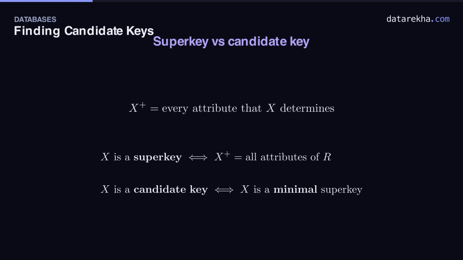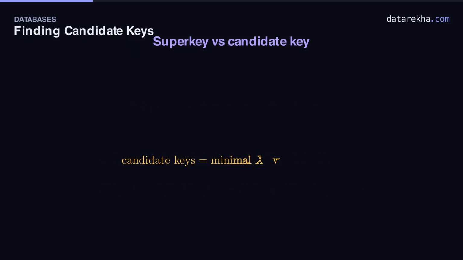So a table can have many superkeys. Just pile on extra columns, but only a handful of lean, minimal ones underneath. So finding candidate keys becomes one clean job. Find the smallest attribute sets whose closure is the whole relation. Every candidate key is a minimal such set.